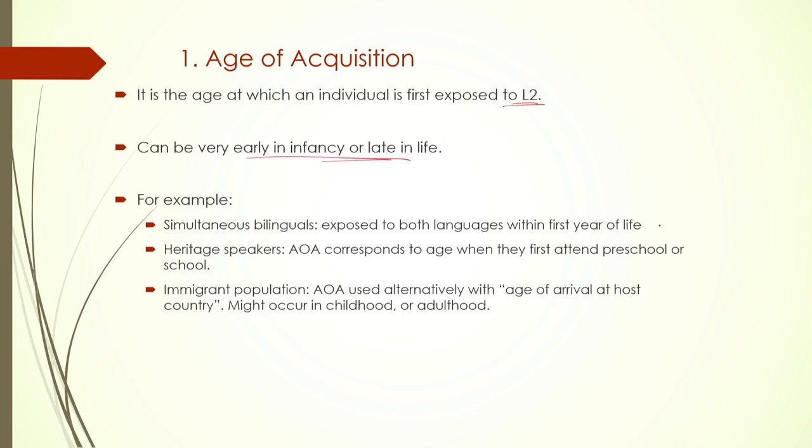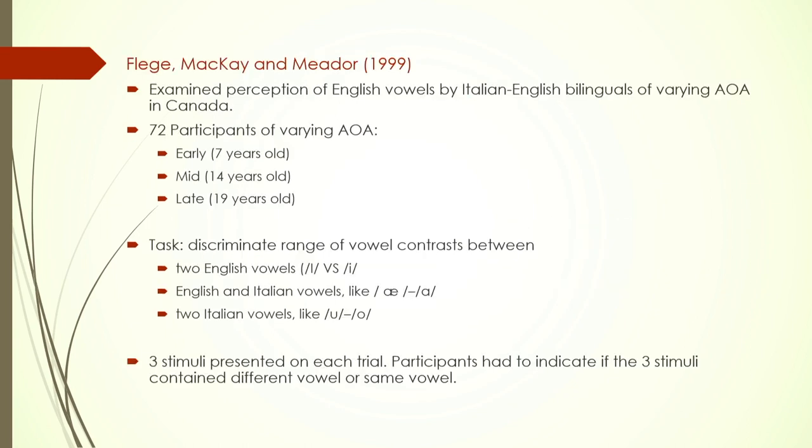We have just said that there are all these categories possible, different categories like simultaneous bilingual, heritage speaker, immigrant population and so on. As a result, all of these parameters are studied today. So we will discuss some studies that have looked at these variables and how they impact the processing strategy. One of them looked at perception of English vowels by Italian-English bilinguals. So English vowels, Italian vowels as well as across languages. So, vowel perception in all of these languages by Italian-English bilinguals, who have a different age of arrival in Canada. The study is based in Canada.